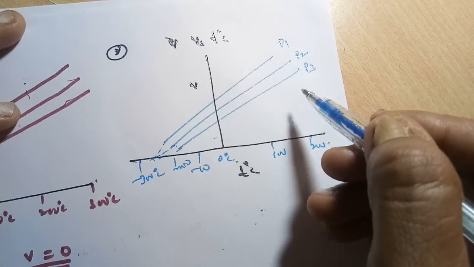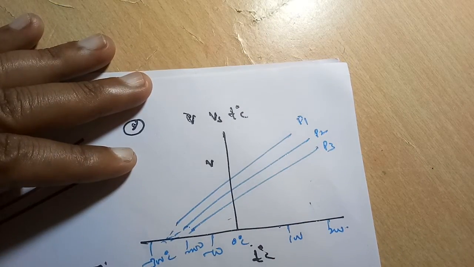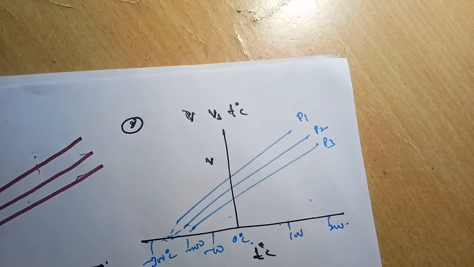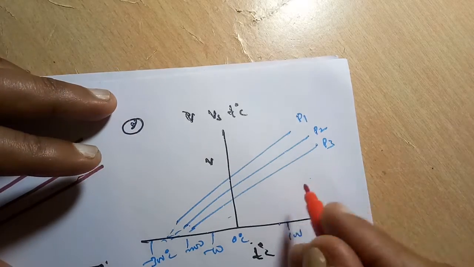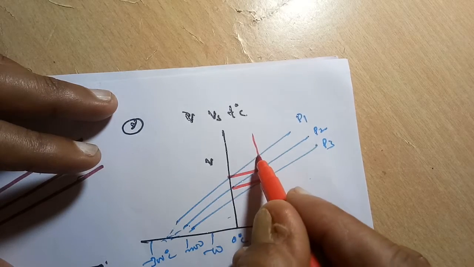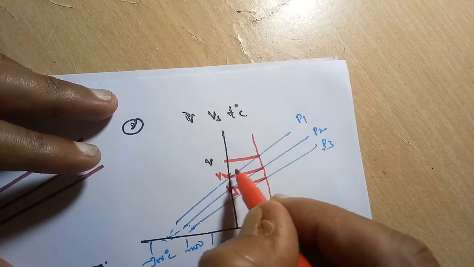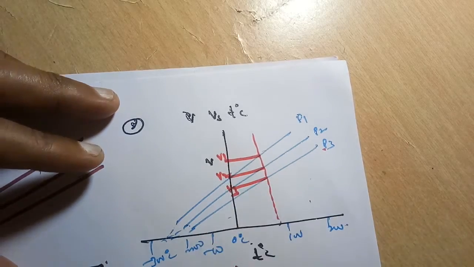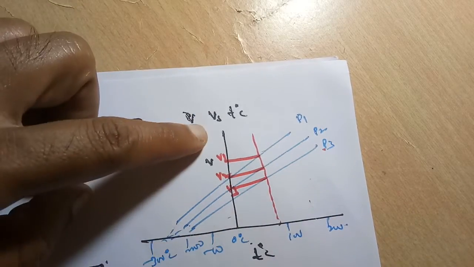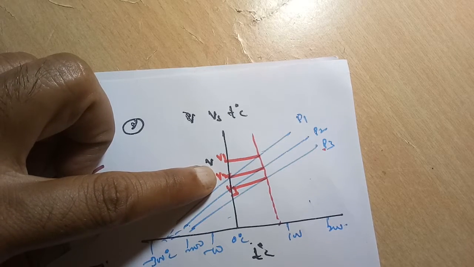So what is the trick in order to solve? You take a perpendicular from the x-axis, from the intercepts you take perpendiculars onto the y-axis. So this is P3 pressure V3, P2 pressure V2, P1 pressure V1. So when we are going upward, volumes increase. V3 is less than V2 is less than V1.